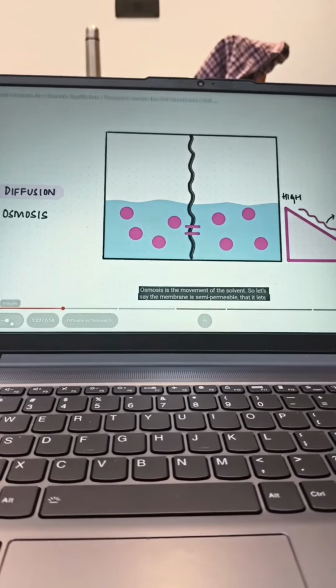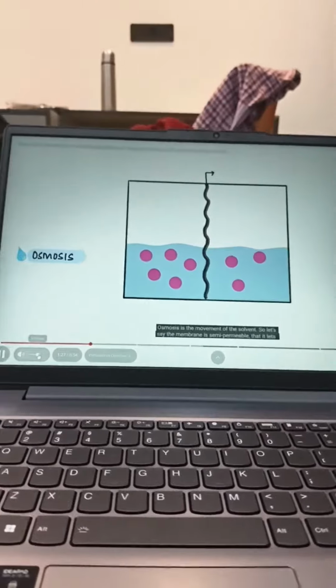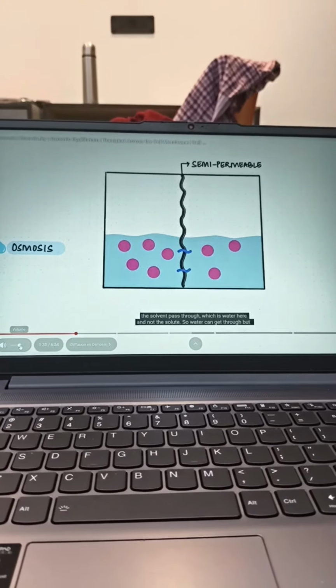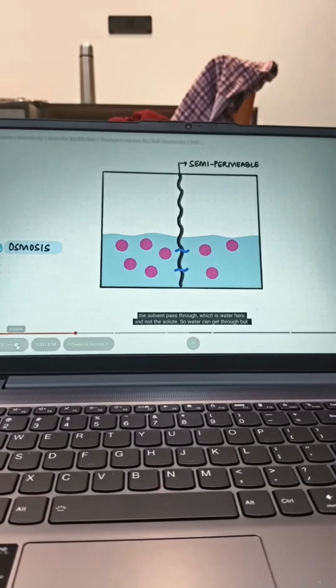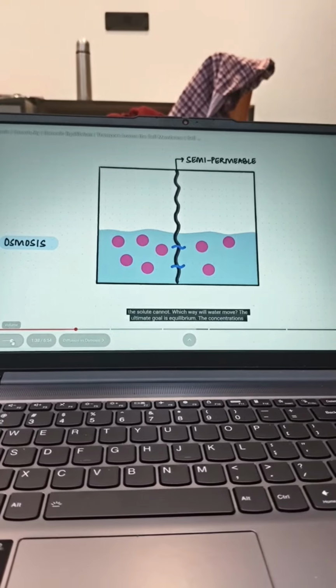is the movement of the solvent. So let's say the membrane is semi-permeable, that it lets the solvent pass through, which is water here, and not the solute. So water can get through, but the solute cannot. Which way will water move?